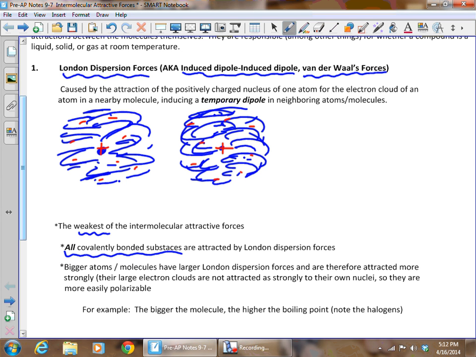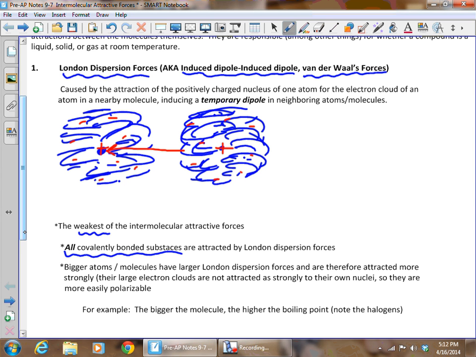At any given moment in time, one of those electron clouds might get distorted. And if it did, you would have maybe more electrons shifting to one side or the other. If that happens, what we end up with is a situation where the positive nucleus of one of the atoms is attracting the electron cloud of the other atom. And we get a distorted or polarized electron cloud. This is what it ends up looking like.